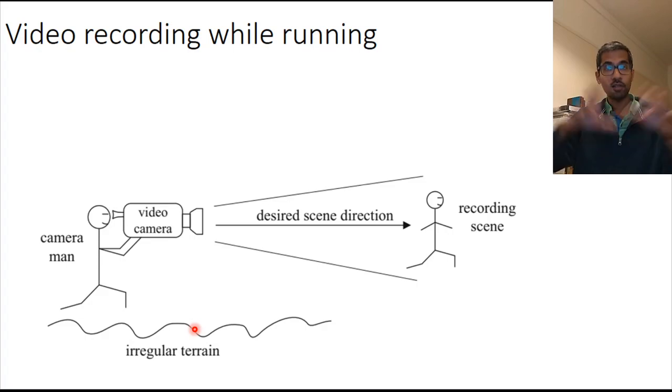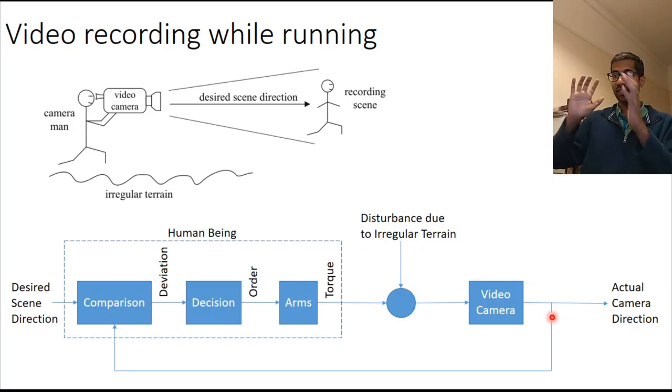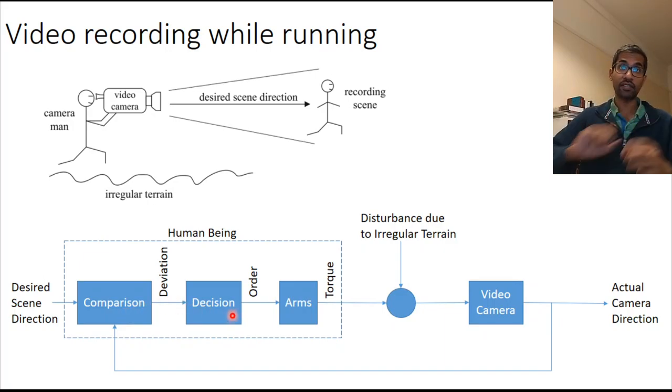So could we draw a block diagram of this aspect? Here's an idea. Again, there is a desired scene direction that the cameraman has in his head, and he knows that his camera is facing in a certain direction. And as the actors or the scene moves, he wants to move his camera so that the direction remains the same. So he compares it, he makes a decision, and he moves with respect to that.